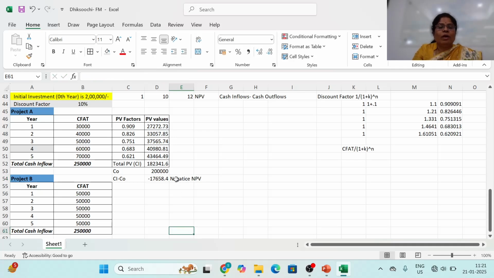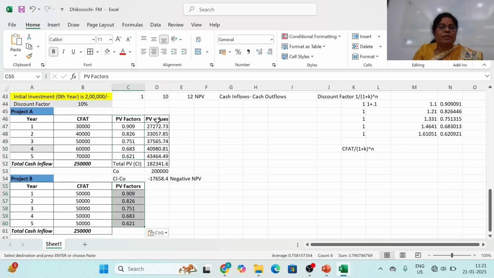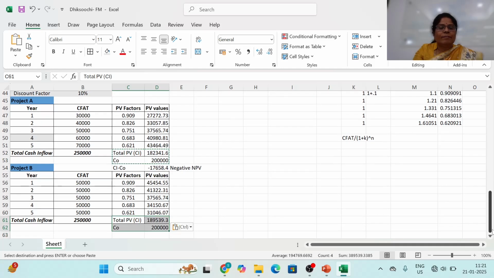Now let us see what happened to project B. Okay, the same procedure we are applying. Anyway, I'm just explaining it to you once again. First we need to take the PV factor values. Then I'm also calculating the PV values by multiplying the CFAT and PV factors, which gives me the PV values, right? Now I have taken the total PV and the cash outlay also. So total PV and cash outlay. See this? Now what do I have to do? Cash inflow minus cash outflow, I need to calculate it.